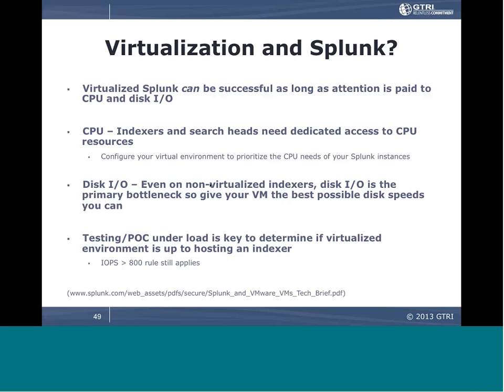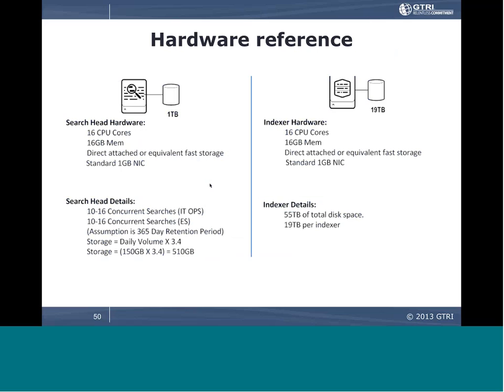You've got to have dedicated CPU. You've got to have good disk I/O. Can't slack off on disk I/O. All right. So here's the hardware reference architecture. Search head, 16 cores, 16 gig. And we like direct attached storage rather than network-based. It could work if it's fast. Indexers, we like 19 terabytes because we have to store the indexes over there. 16 gig of memory. Okay. Faster the better, obviously.